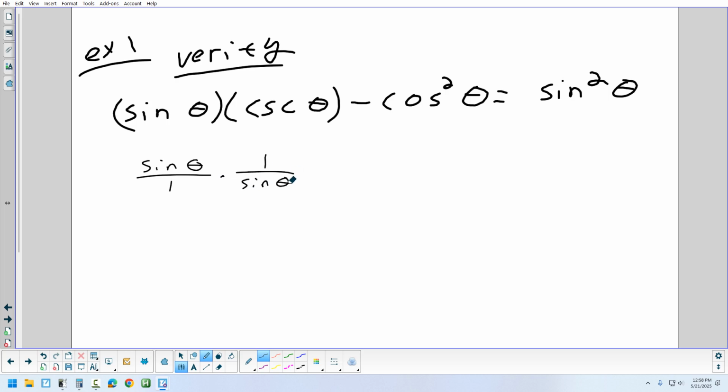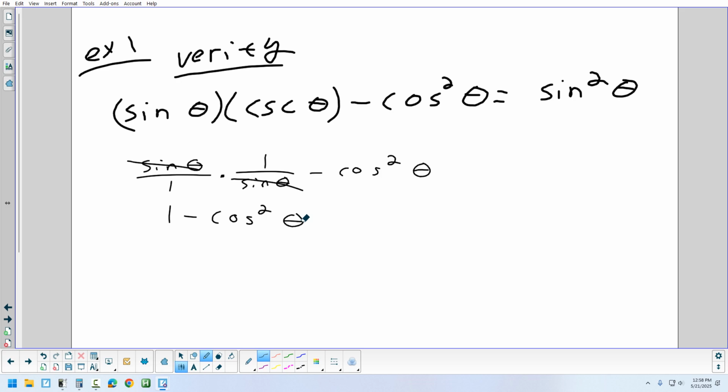So all we did was change everything to sines and cosines. Now you can cancel. Cosine squared, just leave that. Do not change cosine squared to anything. Now that's multiplication, so what happens there? We cancel the sine. The sines cancel out, and then we get 1 minus cosine squared.